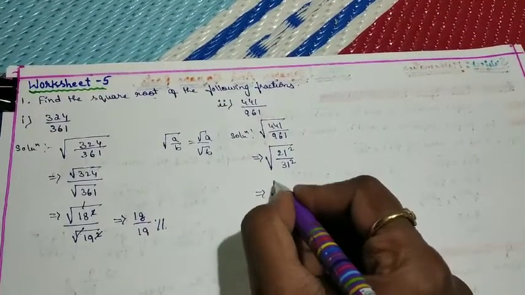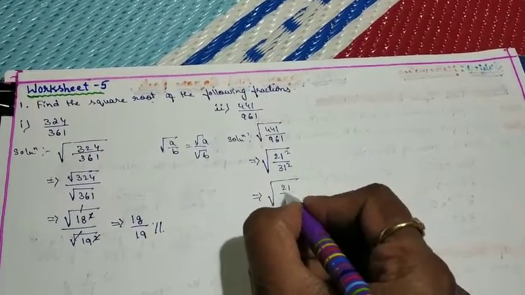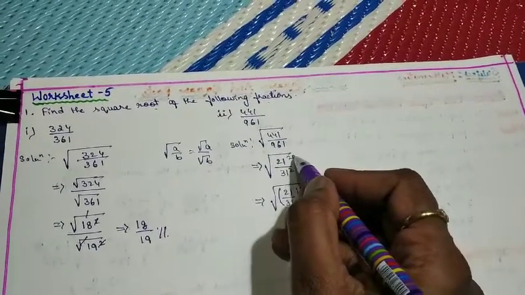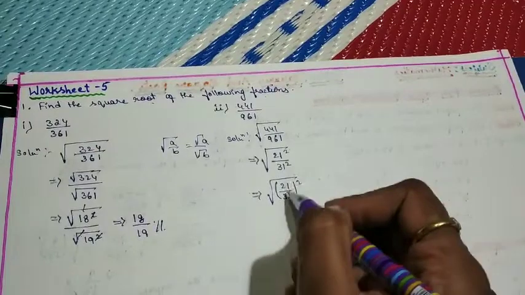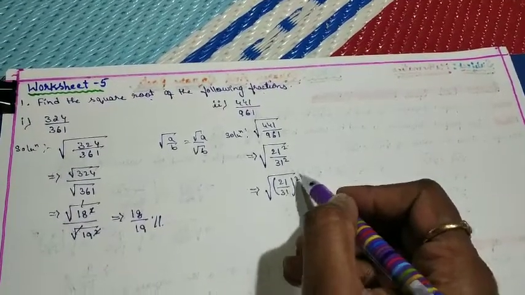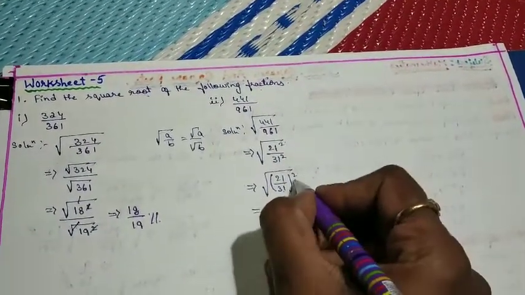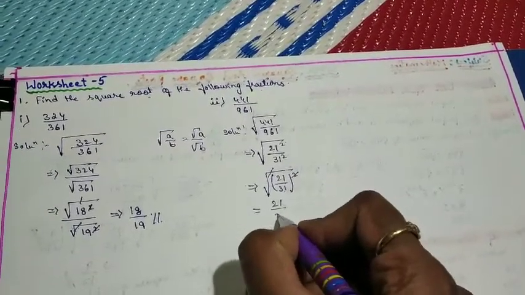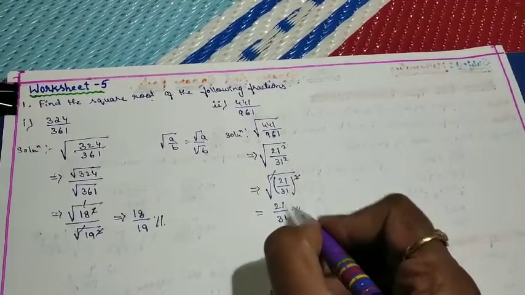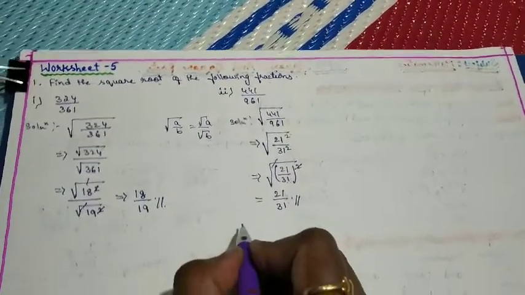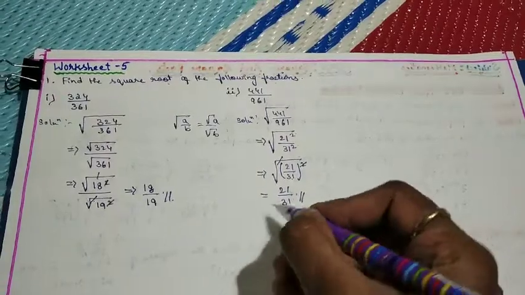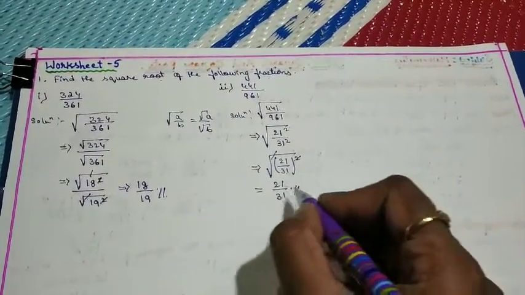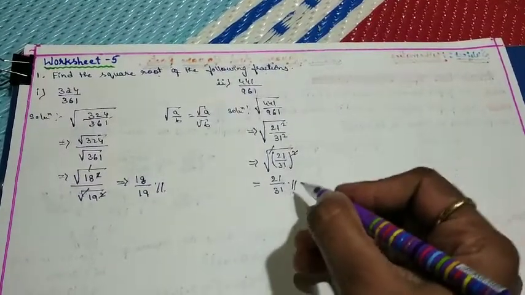Then this can be expressed as square root of 21 by 31 whole square, because we know that a to the power of m divided by b to the power of m is nothing but a divided by b whole to the power of m. Then square and square root get cancelled. Then the answer is 21 by 31. No more simplification is possible here. And keep in mind 31 is a prime number. It doesn't come in the 21 table. So the fraction is in simplest form.